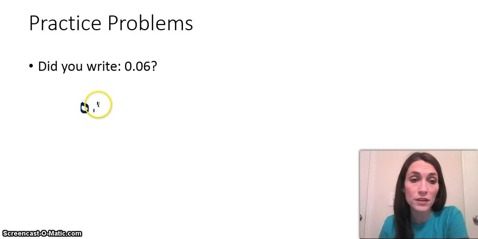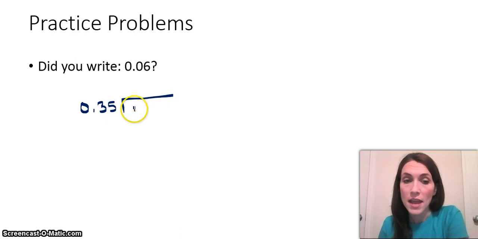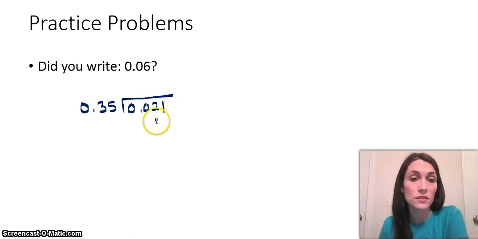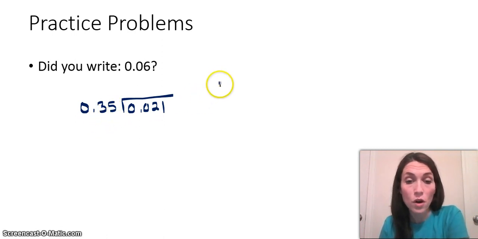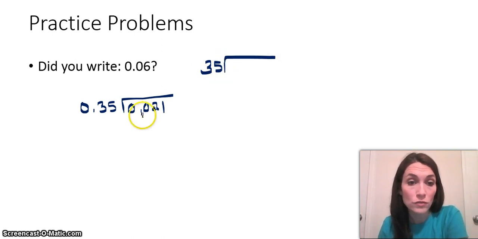We had 35 hundredths as our divisor, and we had 21 thousandths as our dividend. So if we multiply both of these by 100, and we can signify that by moving the decimal point 2 places, our new divisor would be 35. We have to do the same thing in our dividend. We've got to move the decimal point 2 places. So now the decimal point would come between the 1 and the 2.